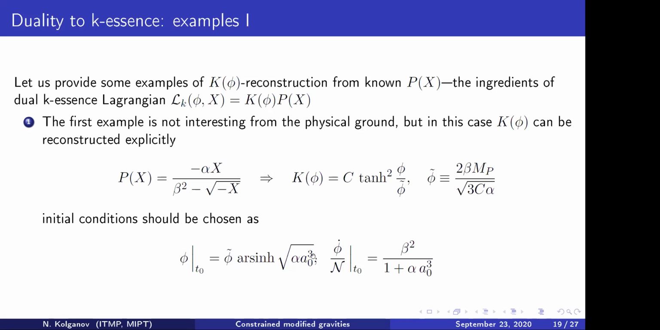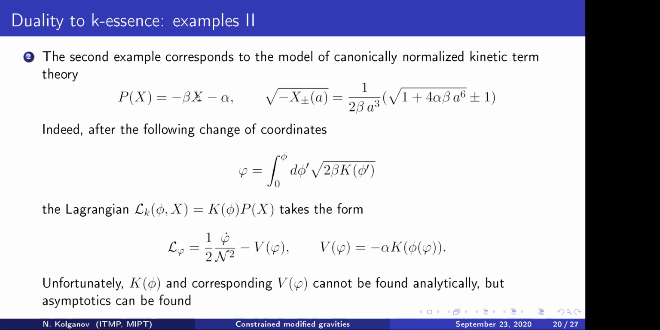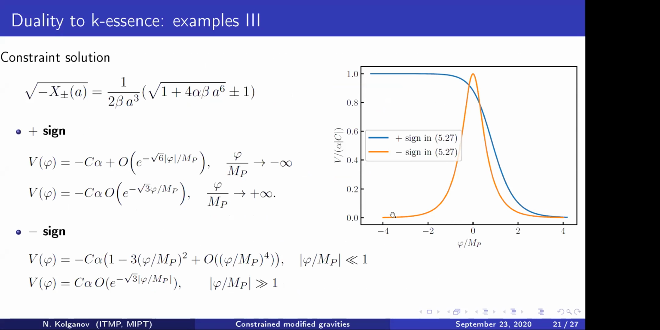Okay. So we have some examples where this reconstruction can be done. One of them is exactly solvable, where we exactly reconstruct chi of phi. The next example is the example of linear phi of x. It's interesting because we can do a change of coordinates. After that, the corresponding K-essence Lagrangian becomes just the canonically normalized Lagrangian of some scalar field. We cannot reconstruct this potential explicitly, but we can draw the picture of the potential. There are two solutions of the constraint, and one plot corresponds to one solution.